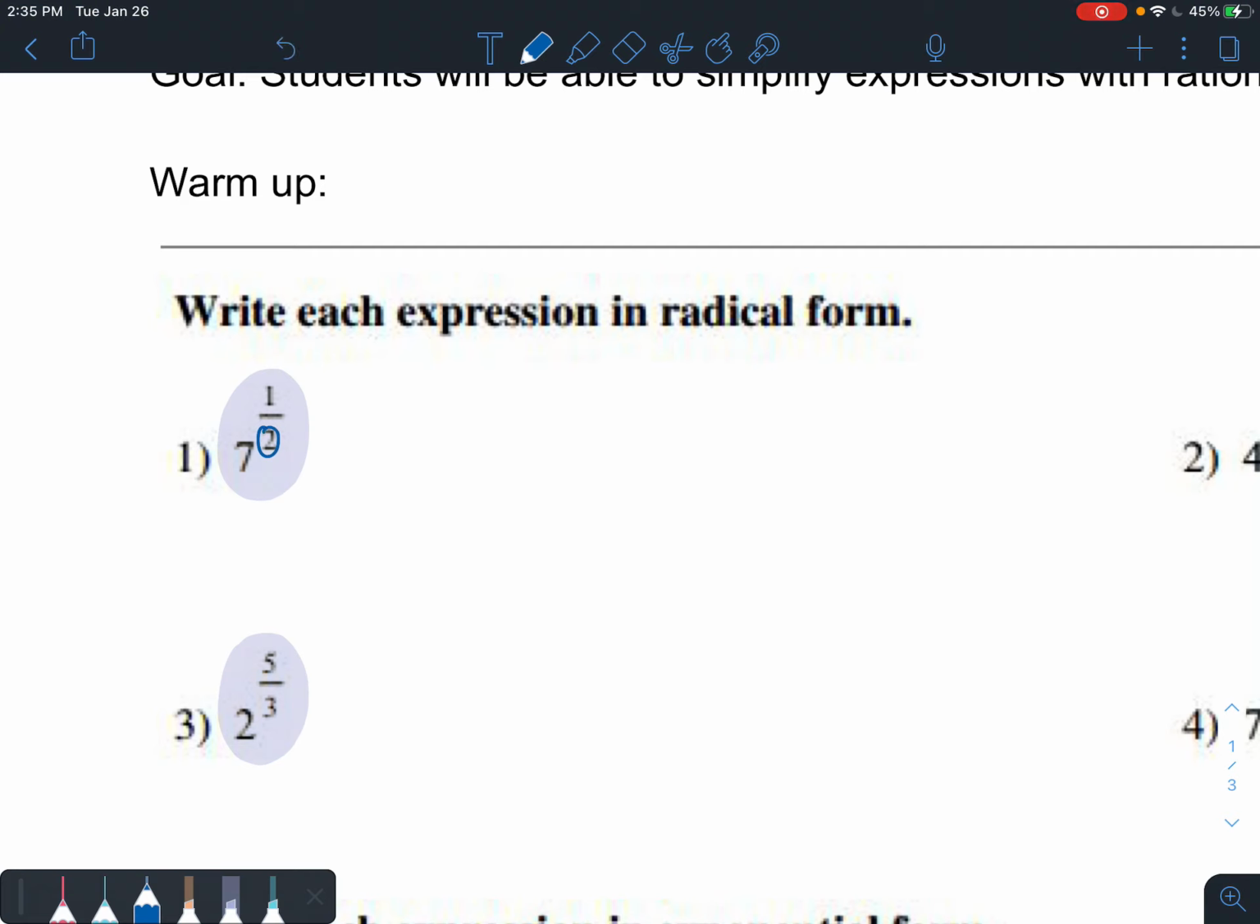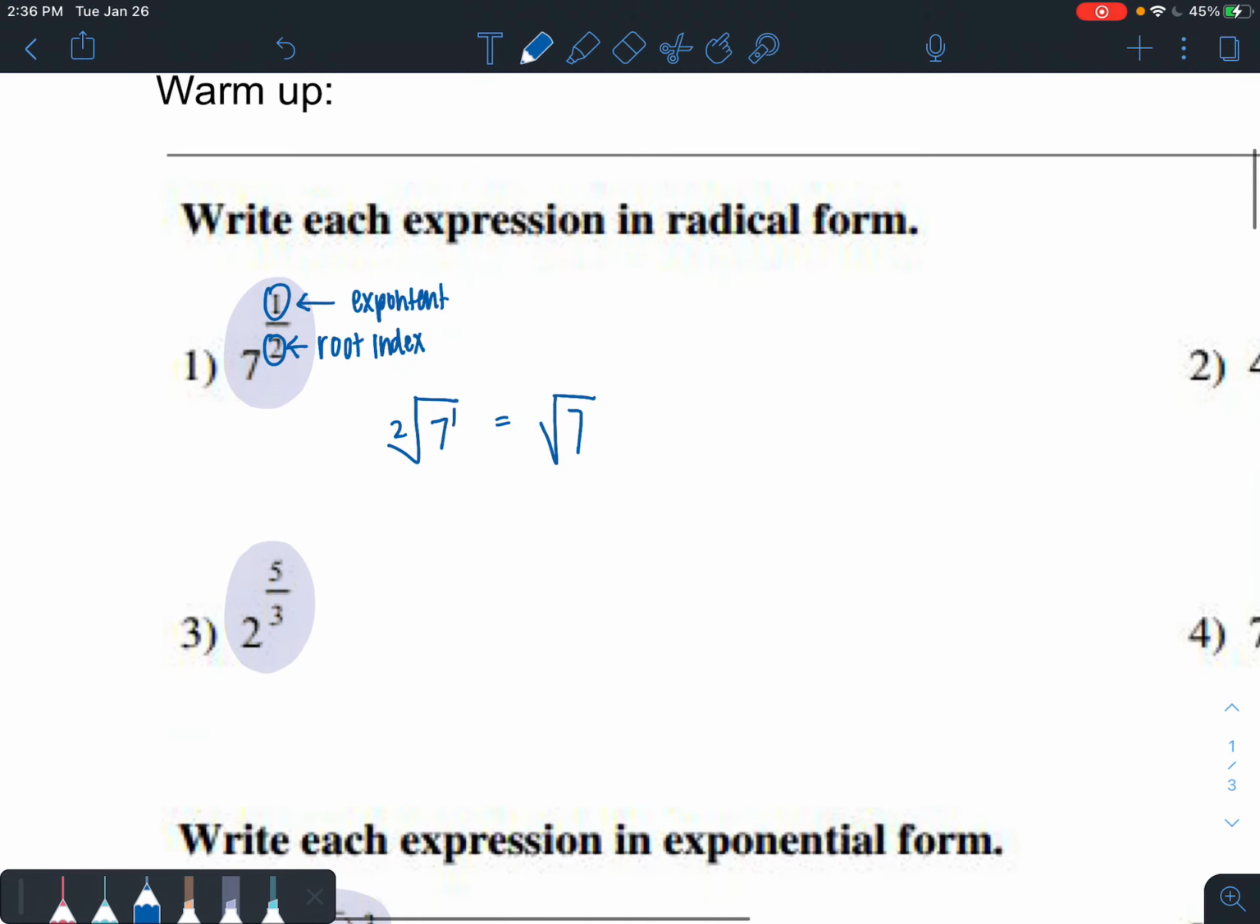Remember that this is the root, and this is the exponent, and that's the index. So we get the square root of 7, and the exponent is 1, which ends up just being the square root of 7, without the 2 on the outside because it's invisible. All right, and then number 3, do that one.